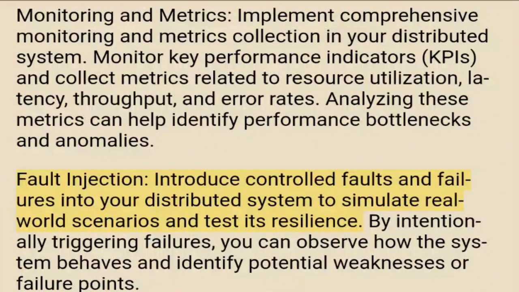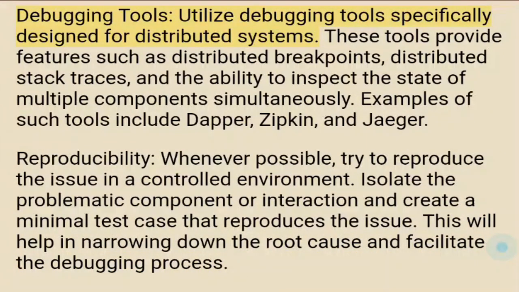Fault injection. Introduce controlled faults and failures into your distributed system to simulate real-world scenarios and test its resilience. By intentionally triggering failures, you can observe how the system behaves and identify potential weaknesses or failure points. Debugging tools. Utilize debugging tools specifically designed for distributed systems. These tools provide features such as distributed breakpoints, distributed stack traces, and the ability to inspect the state of multiple components simultaneously. Examples of such tools include Dapper, Zipkin, and Jaeger.